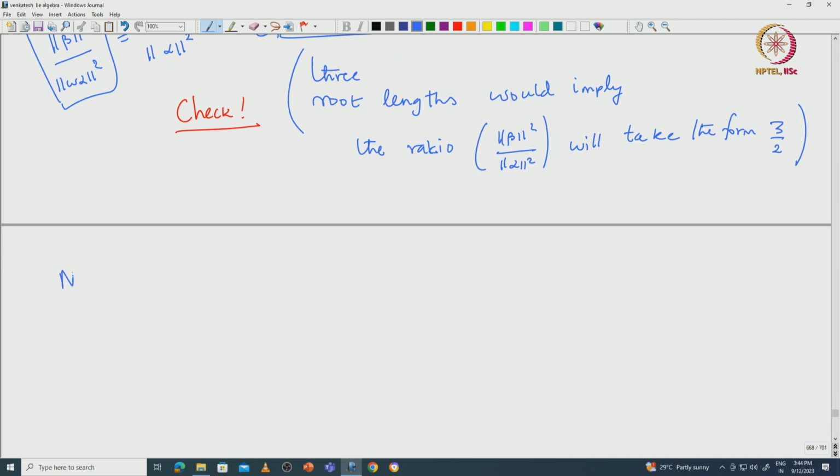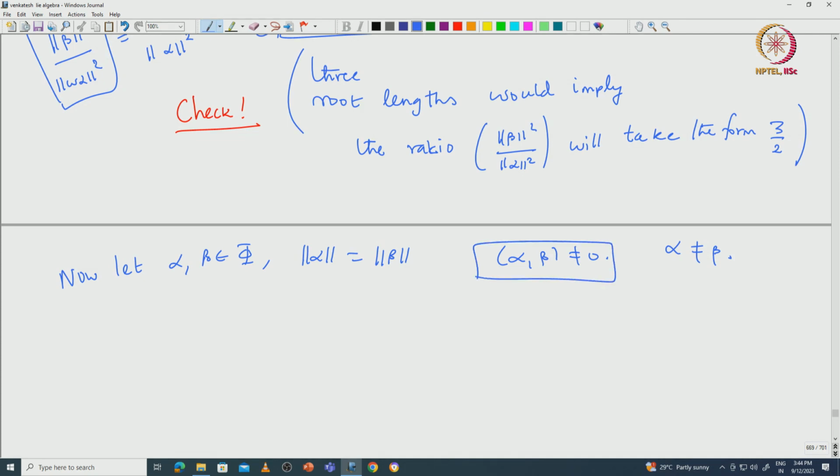So, now let alpha, beta inside phi such that norm of alpha equals norm of beta. Now, as before, one can assume that the inner product of alpha and beta is non-zero, otherwise you replace alpha by the conjugate of alpha. Okay. So, now you can also assume that alpha is not equal to beta, otherwise there is nothing to prove. Okay. So, in this case you can see that whenever the inner product is non-zero, and the norm of alpha is same as norm of beta, this is the A2 type case.